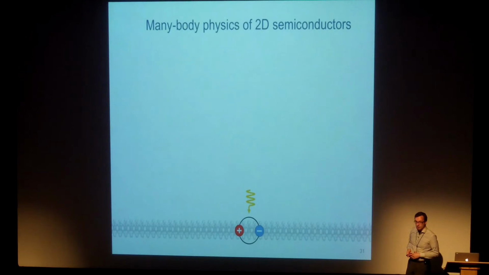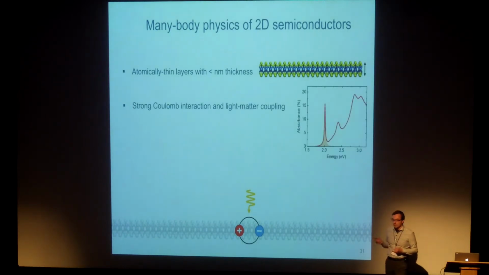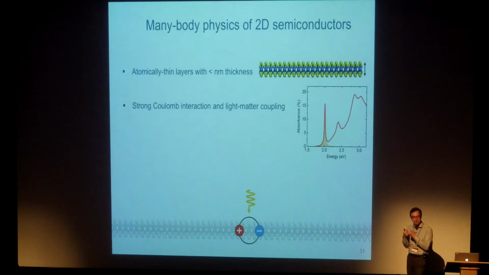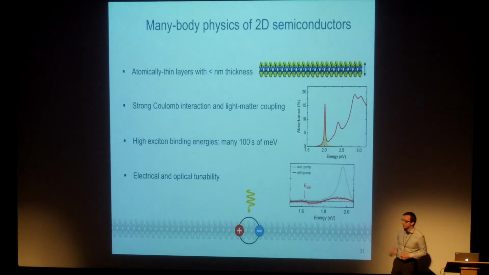So with that, I would like to conclude my talk, and what I have shown you are some properties of atomically thin semiconducting layers with sub-nanometer thickness. I've shown you that the Coulomb interaction in these layers is extremely strong and also unconventional because of the screening, mainly the weak dielectric screening and the near-field electrostatic properties of the system. That leads in particular to very close proximity of electrons and holes and a very strong light-matter interaction, as exemplified in the absorption spectrum. Binding energies of excitons are again very, very large, many hundreds of meV. And finally, they exhibit quite some electrical and optical tunability.